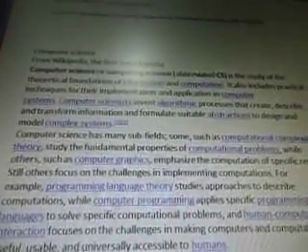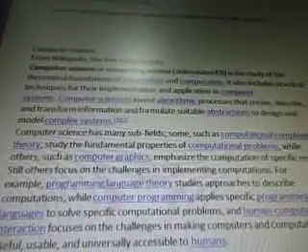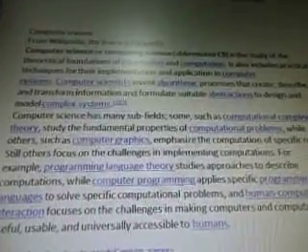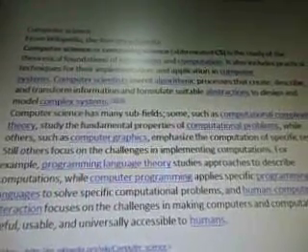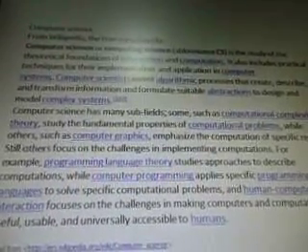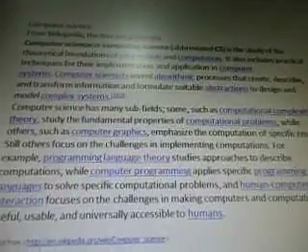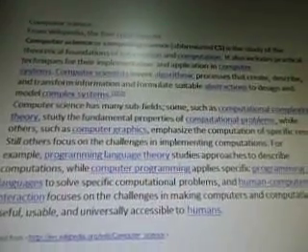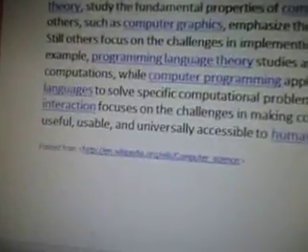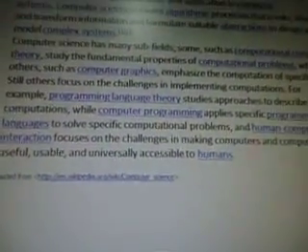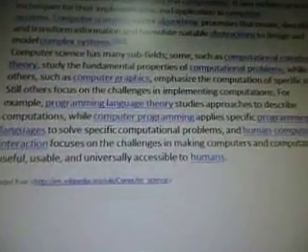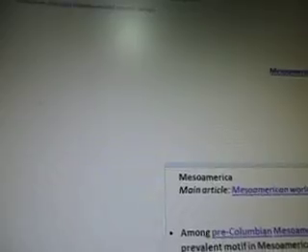Still others focus on the challenges in implementing computations. For example, programming language theory studies approaches to describe computations, while computer programming applies specific programming languages to solve specific computational problems, and human-computer interaction focuses on the challenges in making computers and computations useful, usable, and universally accessible to humans. Okay, so I've done that side, and let's go over to the right side here.